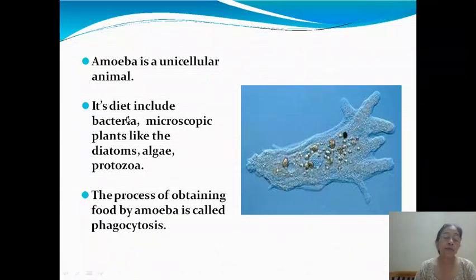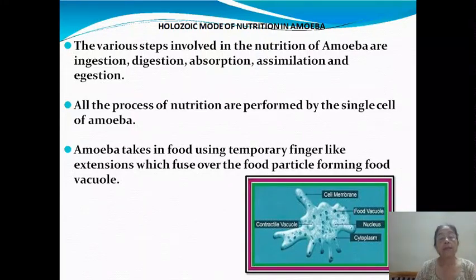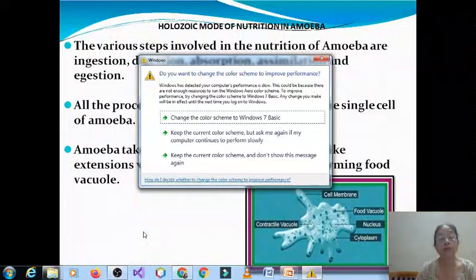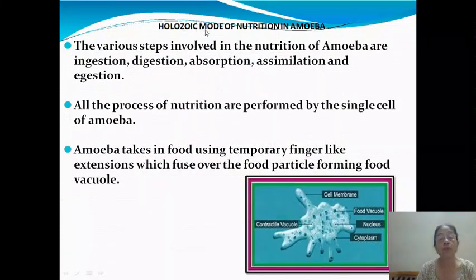And what is the diet of amoeba? Its diet includes bacteria, microscopic plants like diatoms, algae and protozoa. The process of obtaining food by amoeba is known as phagocytosis. And amoeba shows the holozoic mode of nutrition. That day we studied the holozoic mode of nutrition.